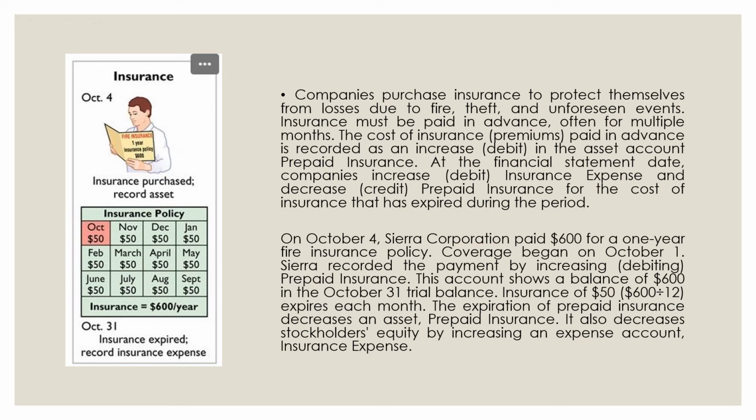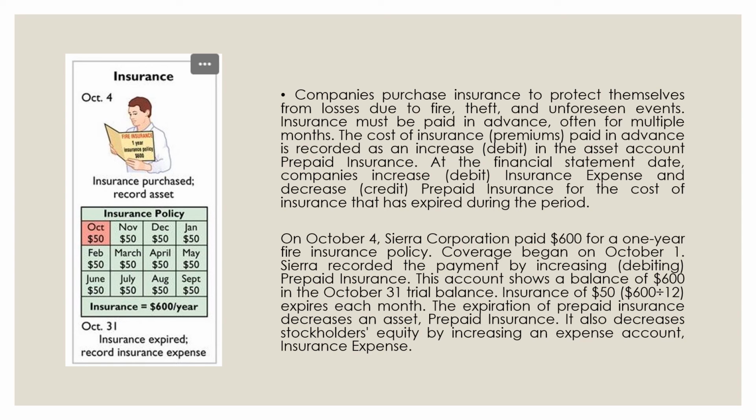So right here we see October 1st, we purchase insurance and record that as an asset. We paid $600 for the whole year. On October 1st, we record the payment by increasing, debiting, the prepaid insurance account. This account shows the balance of $600. Then in our trial balance for October 31st, we take the 600 divided by 12 months. That gives us $50 expiring each month, right? The expiration of prepaid insurance decreases the asset.